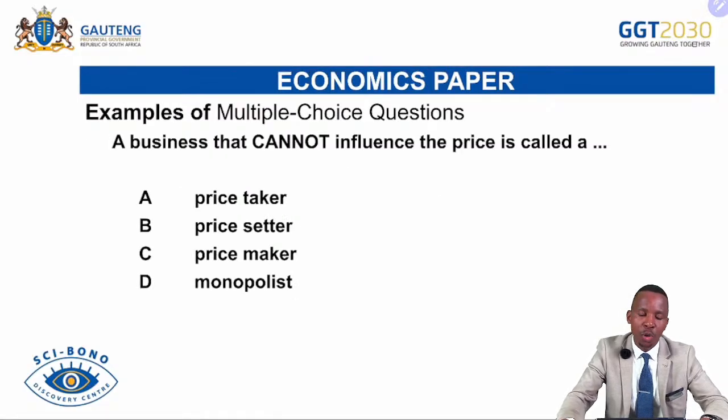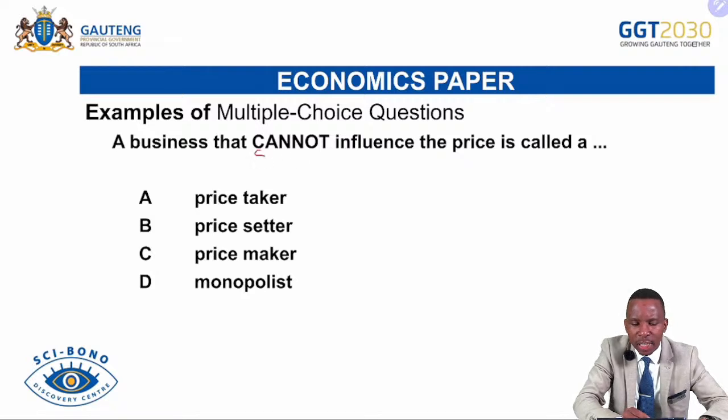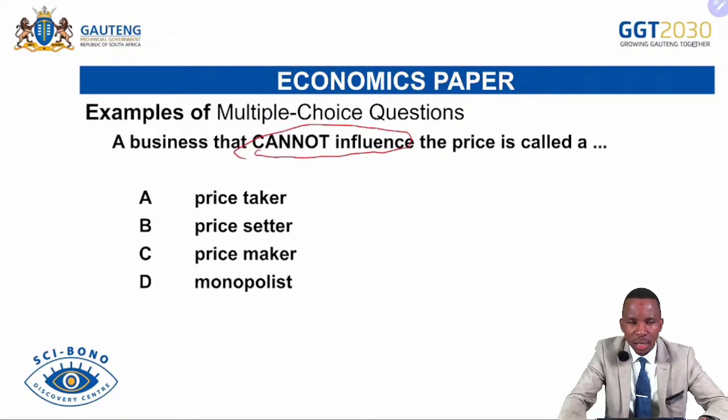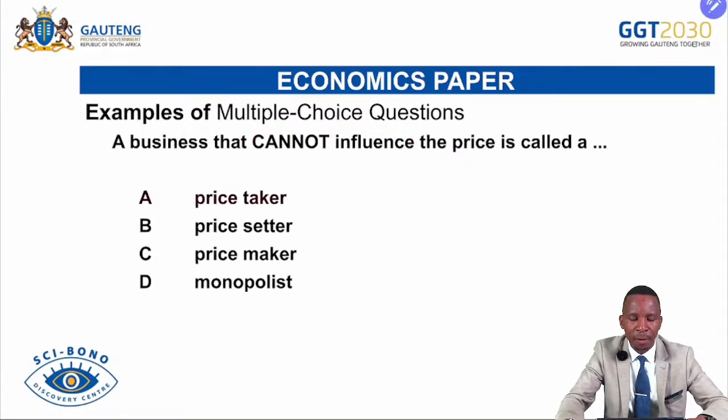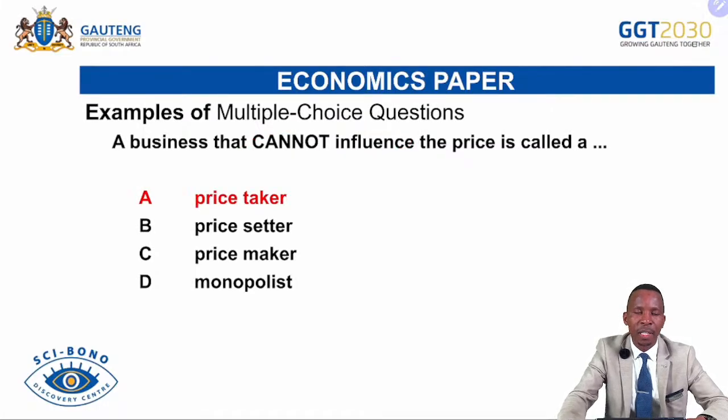So, examples of multiple choice questions. A business that cannot influence the price is called... Avoid coming here and guessing. Always ensure that you know your content. So, a business that cannot influence the price. In this case, you will be thinking of those markets and saying, okay, the monopoly is the price setter. Monopolistic competition has a certain control over the price. Oligopoly has control over the price. Then the perfect market is a price taker. Then you can notice the answer here and choose it: the firm is the price taker.